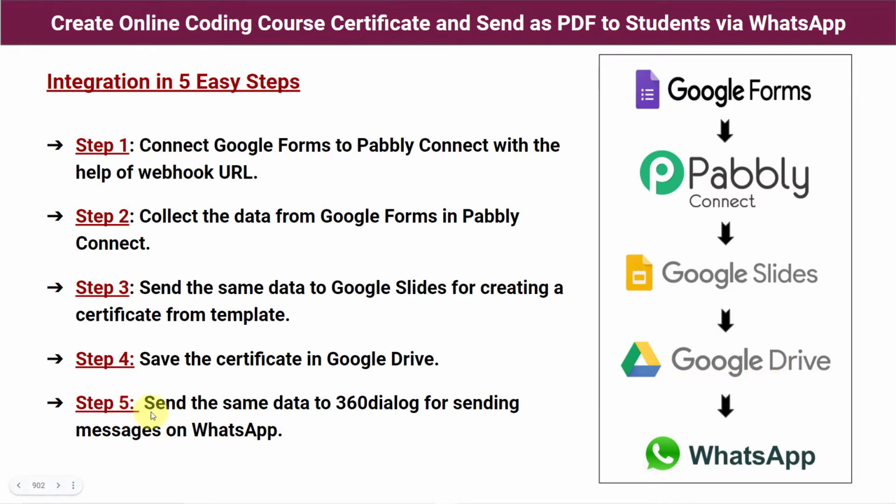Then step number 5 says send the same data to 360 Dialog for sending messages on WhatsApp. Guys, why are we using 360 Dialog here instead of WhatsApp? Because WhatsApp does not allow you to send messages directly. For that we have to use another software, that is the official API of WhatsApp, which is 360 Dialog. Okay guys, now let's start with the process.